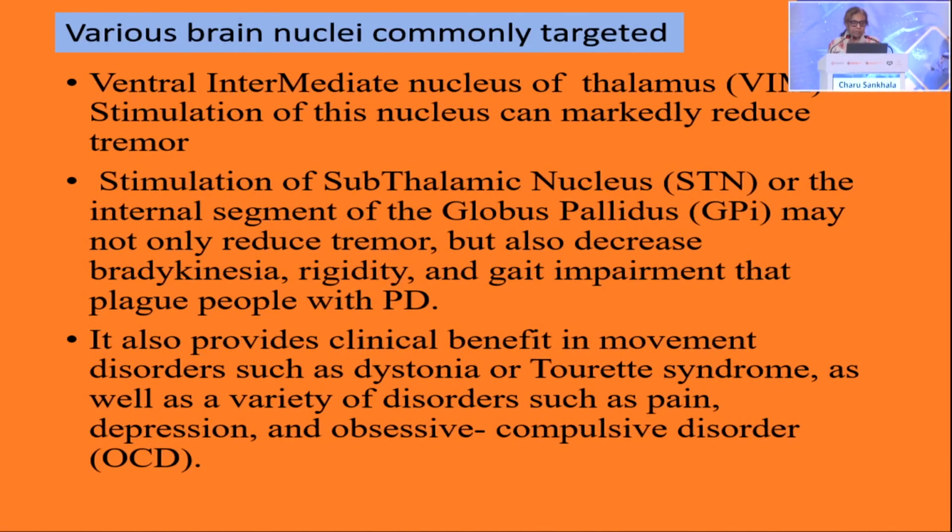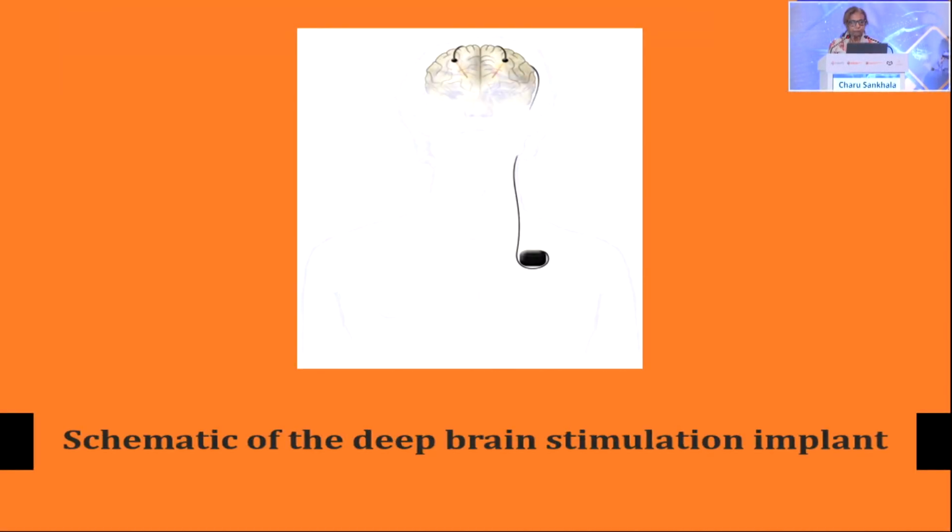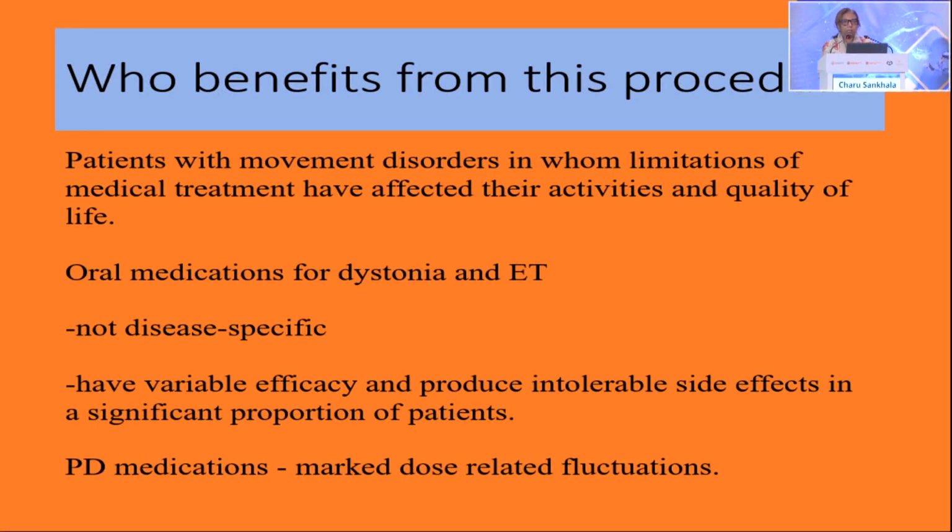We use DBS to treat various other movement disorders such as dystonia and tics, and a variety of other neurological disorders such as pain, depression, and OCD. And this is a schematic representation of the deep brain stimulation implant. Now, coming to the talk, who benefits from this procedure?